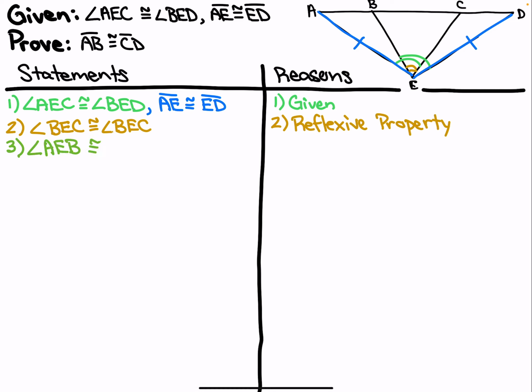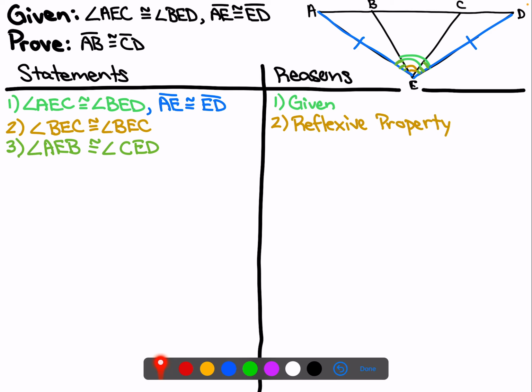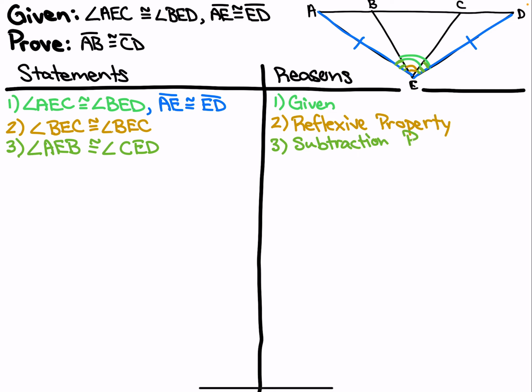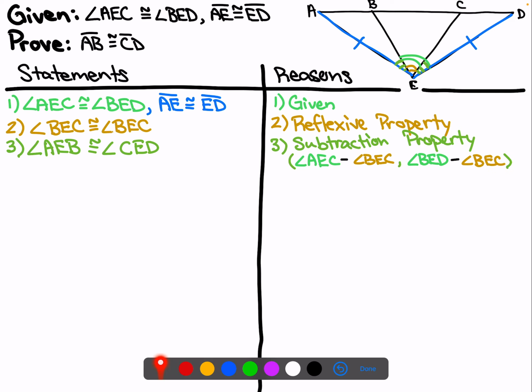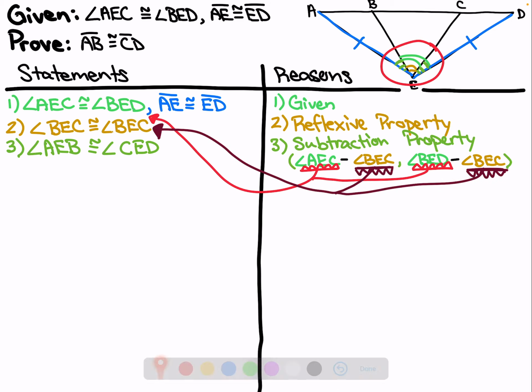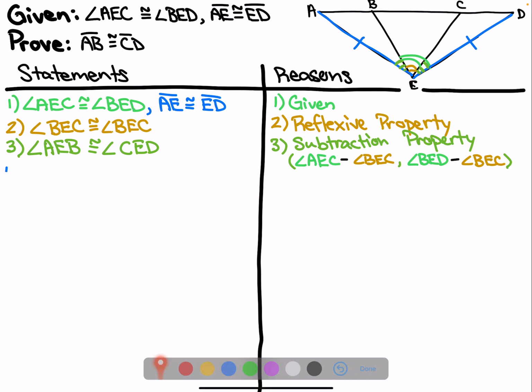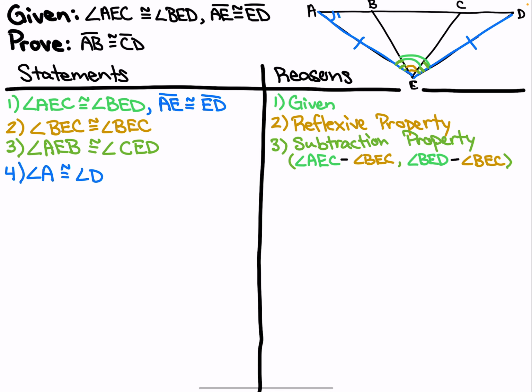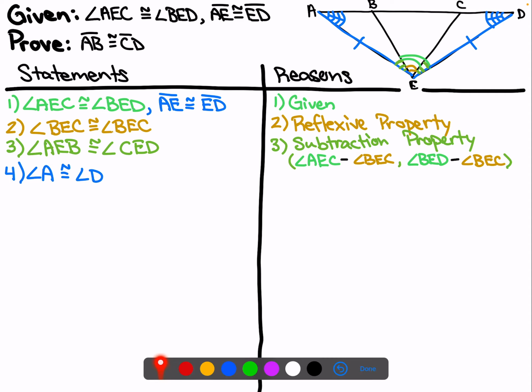So I have angle AEB is congruent to angle CED, and all we did was we took away the gold from the green. So that is the subtraction property. So that's why those two angles are now congruent. Now from here, we have two legs of a very large triangle that are congruent, which means that our base angles are congruent. So angle A is now congruent to angle D, because if legs are congruent, then base angles are congruent.